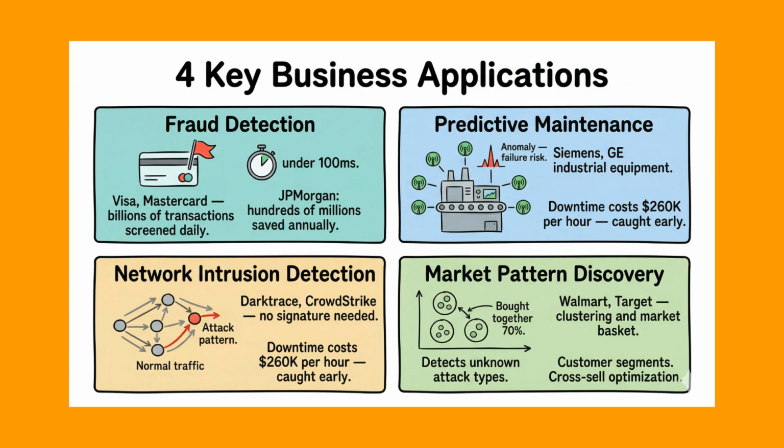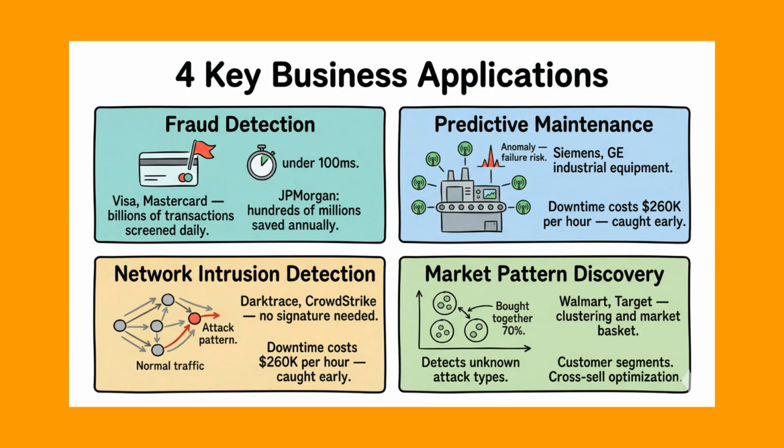The second is predictive maintenance in industrial settings. Sensors on factory equipment generate continuous data, temperature, vibration, pressure, and acoustic signals. Anomaly detection learns what normal operating behavior looks like for each machine. When readings deviate from the baseline, engineers are alerted before failure. According to industry research, unplanned downtime costs manufacturers an average of $260,000 per hour. Companies like Siemens and GE have deployed these systems widely.